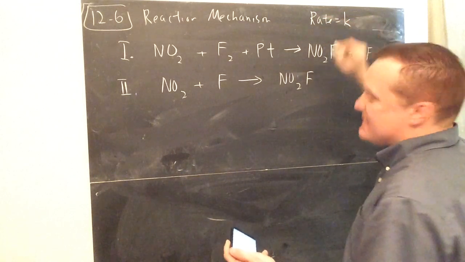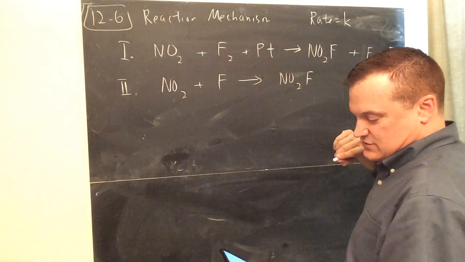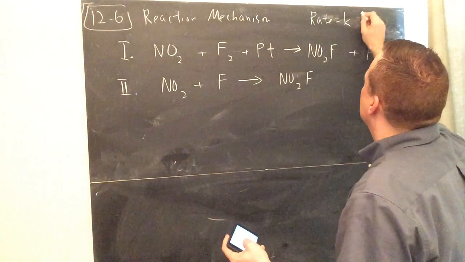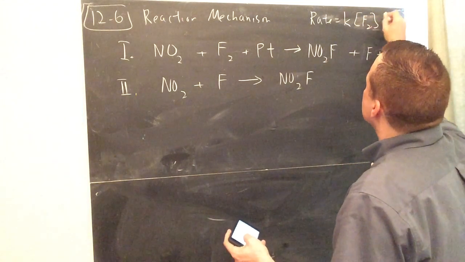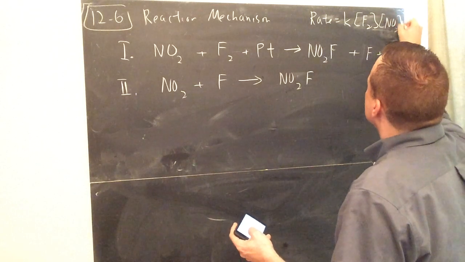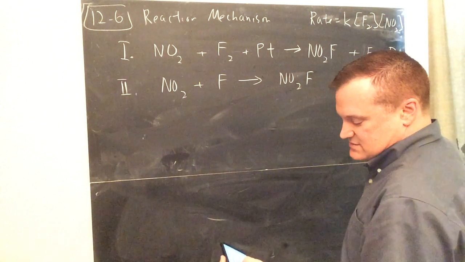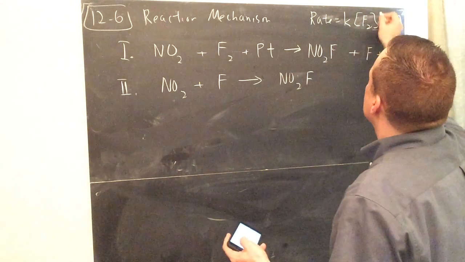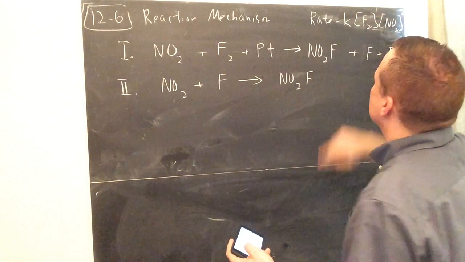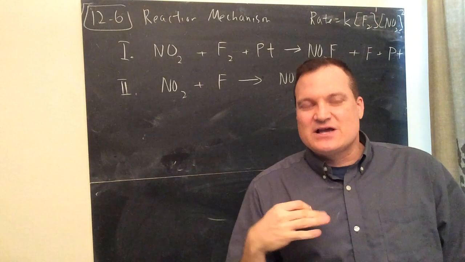Rate equals k times [F2] molarity, times [NO2] to the second order. All right, so first order for F2 and second order for NO2. All right, so here's how this comes into play.